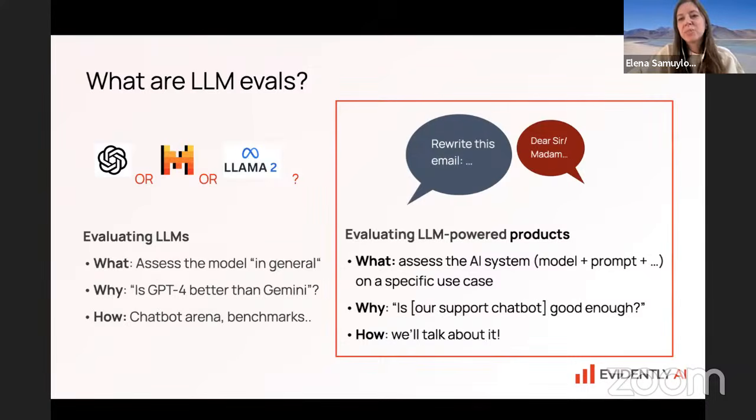What we're going to talk about is more about evaluating LLM-powered products, which means systems that are built with LLMs that you are specifically applying for a purpose that you chose. It could be a chatbot, it could be some email writing assistant, it could be a completely new product powered by LLM. Essentially, when we talk about evaluating LLM-powered systems, we care how good the complete system is. It's the model, it's the prompt, maybe it's some other components like some business logic, vector databases, and so on. That is what we're going to talk about today.